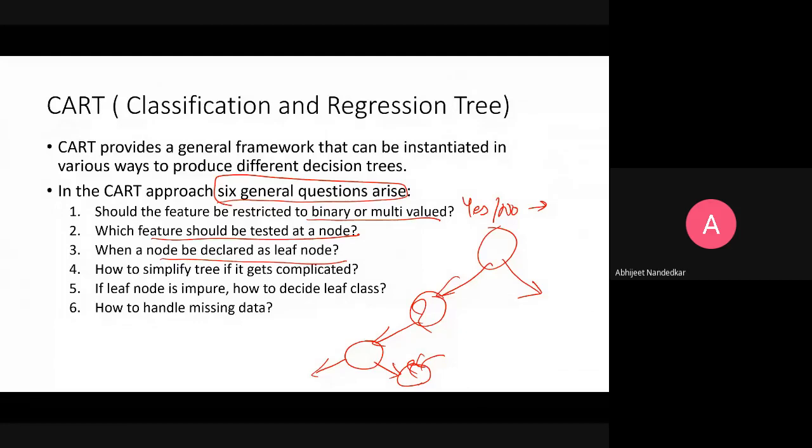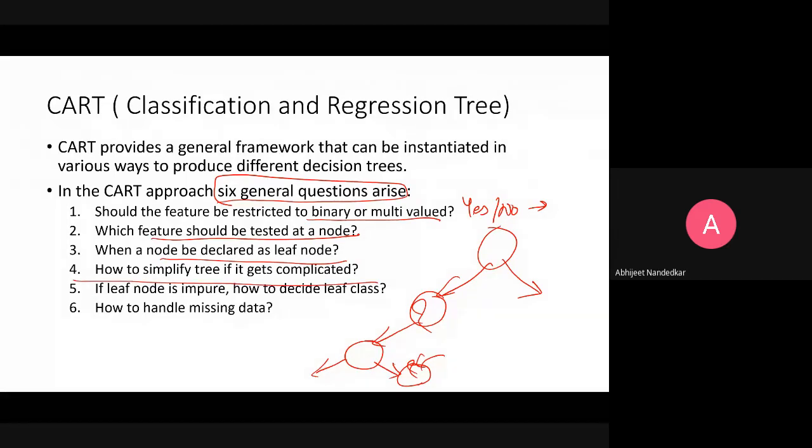Now how to simplify a tree if it is getting complicated? When you start implementing the algorithm, you find that this tree is growing very big and you are not able to take a proper decision where to stop, or if you stop at some point, then how to miniaturize it, how to make these trees as small as possible. So that is another question.